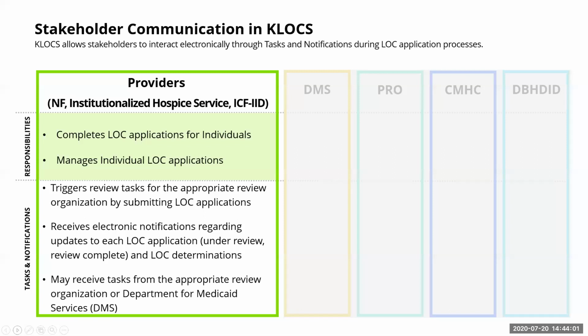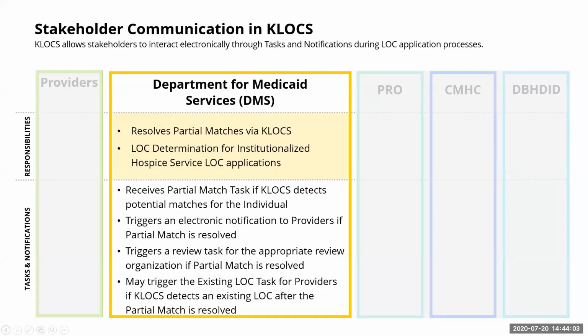And then next, we're going to look into the Department for Medicaid Services, as we will call it DMS. So they're going to hold the responsibility of resolving all partial matches within KLOCS. And they also are going to hold the role as Hospice Pro. So with that role of Hospice Pro, they're going to be the review group responsible for determining LOC for our institutionalized hospice service providers. So all of our IHP applications will go to DMS for that review.